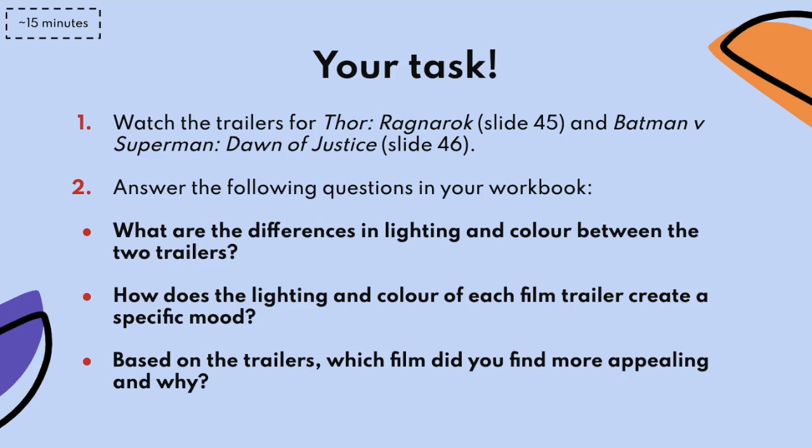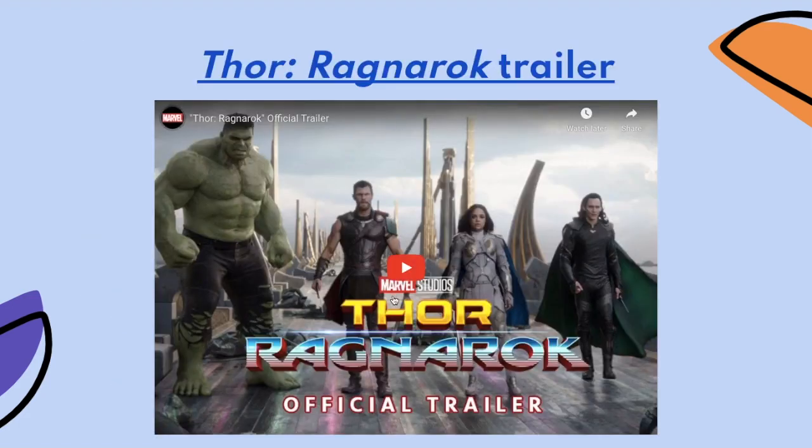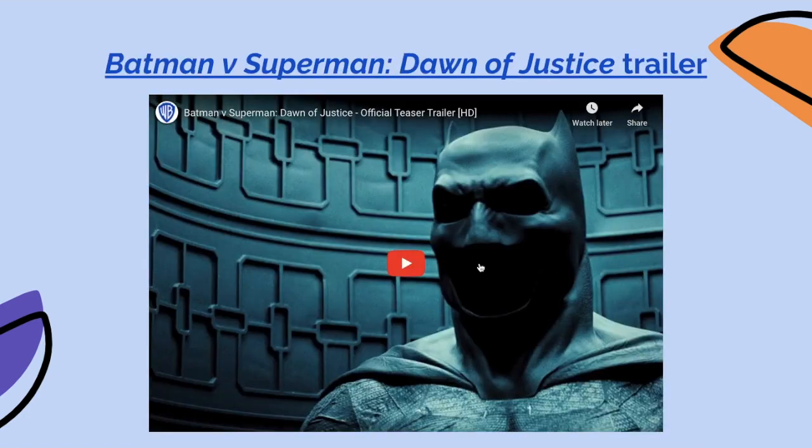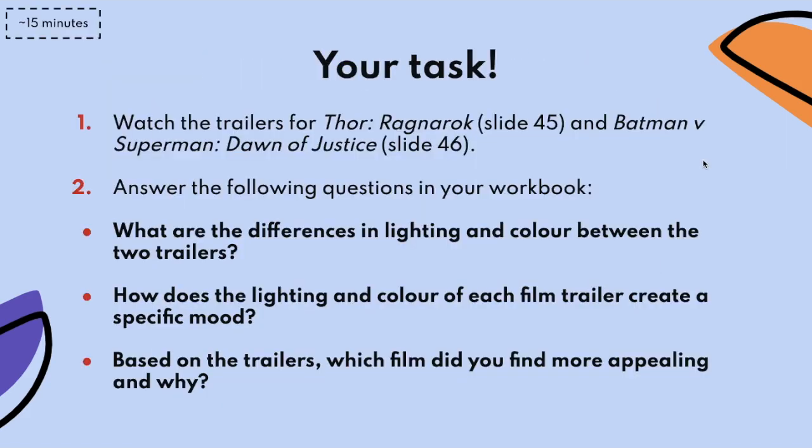So what I'm going to need you to do is watch the trailers for Thor Ragnarok, which is on slide 45, and Batman vs Superman Dawn of Justice, which is on slide 46 of the Google Slides presentation. So make sure you have your own copy handy. So this is the trailer for Thor Ragnarok. You can literally just press play. And this is the trailer for Batman vs Superman Dawn of Justice. If the embedded YouTube link doesn't work, click on this hyperlink. It will take you to the YouTube webpage where you can watch the trailers.